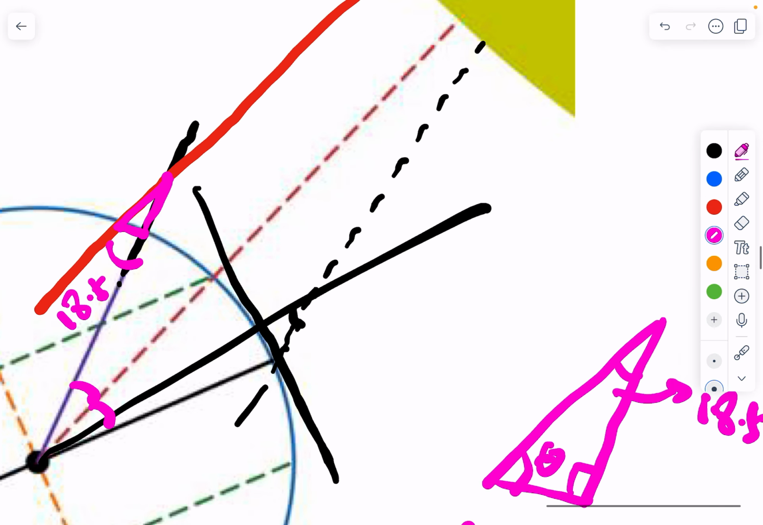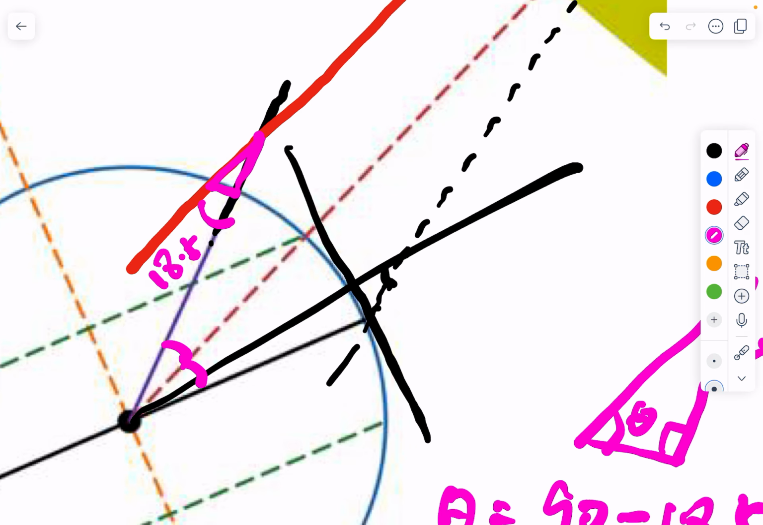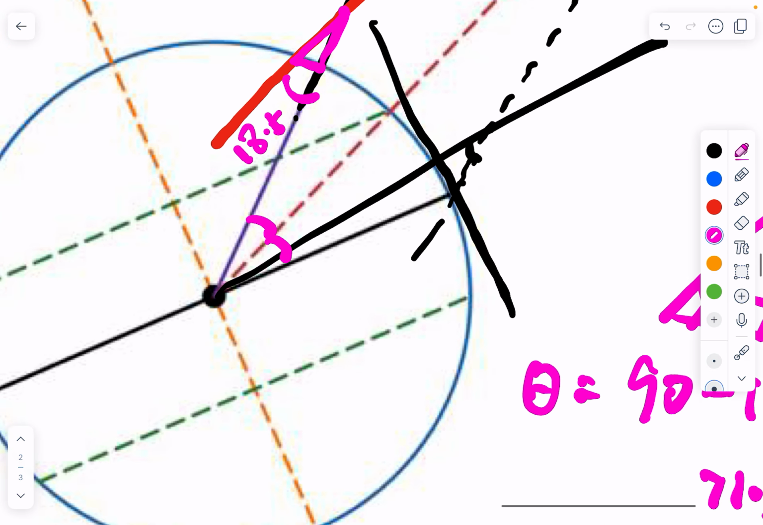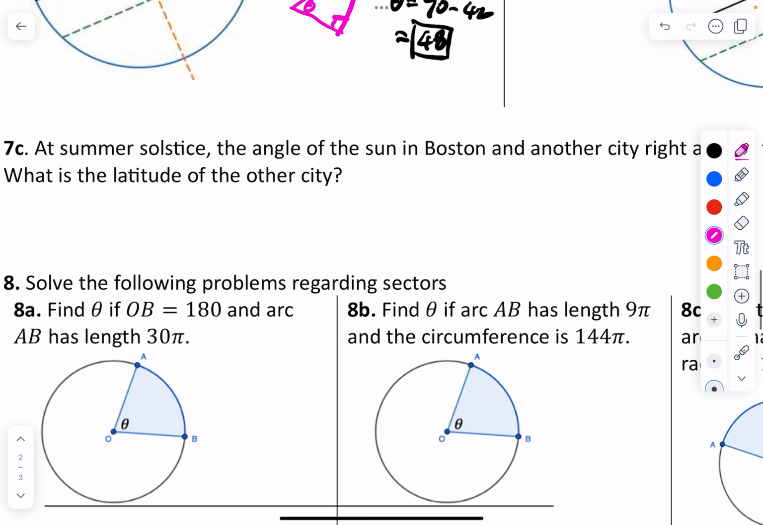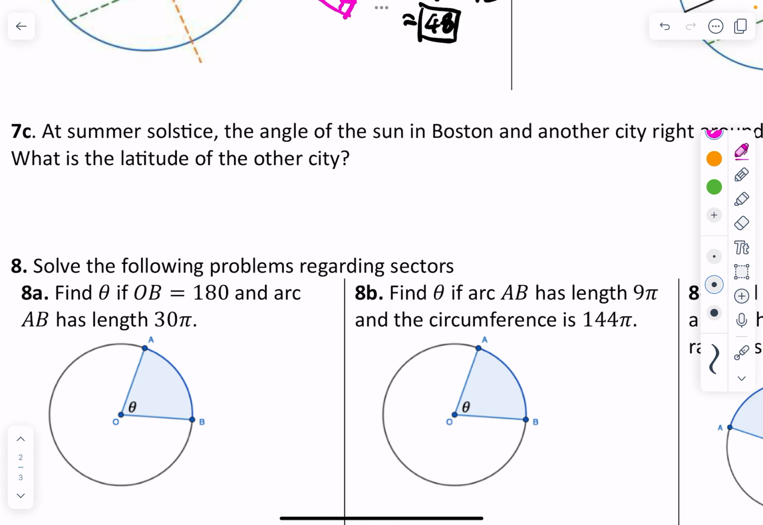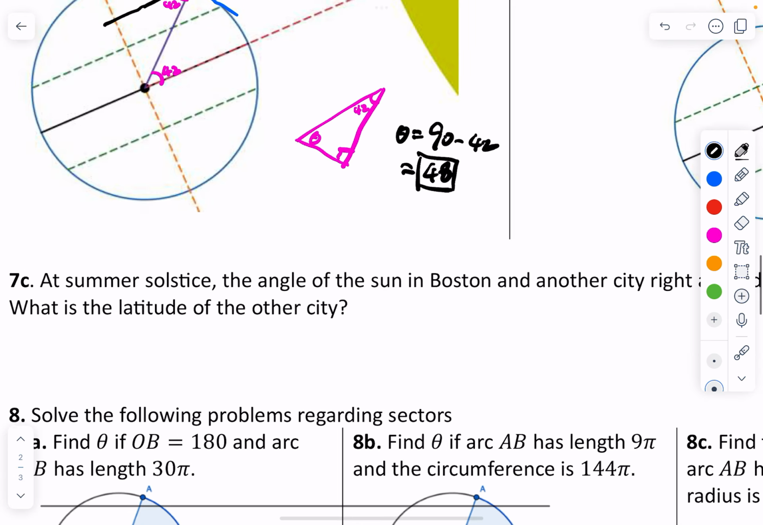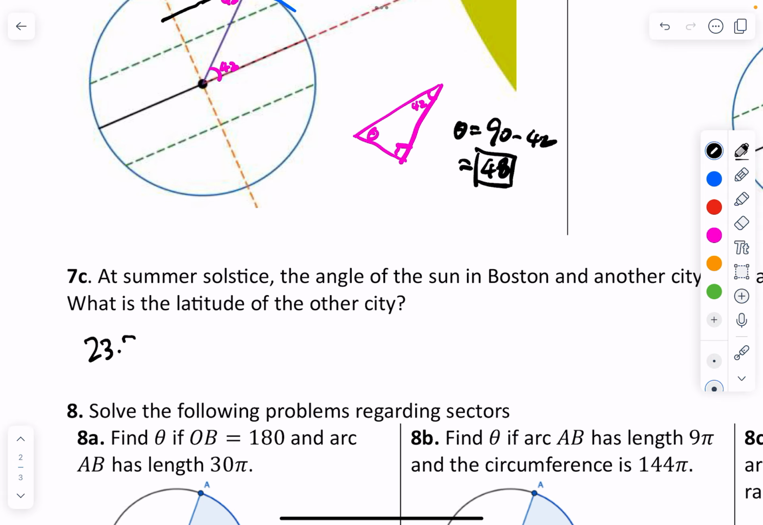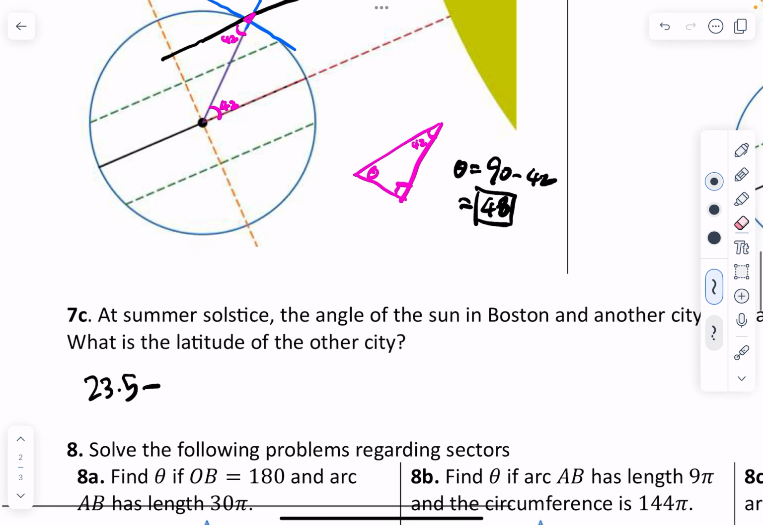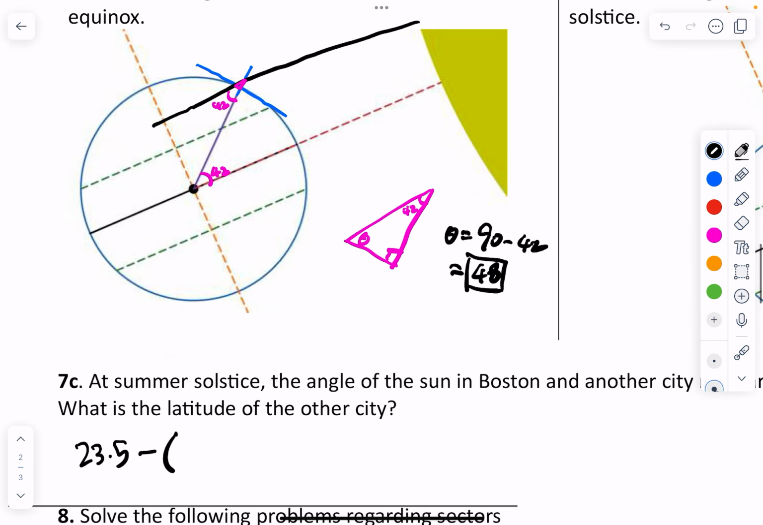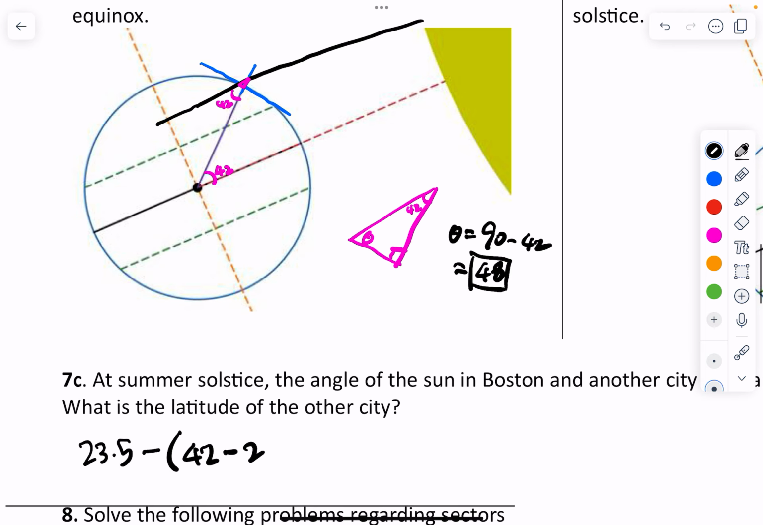In other words, if you go from the Tropic of Cancer and then go down a certain number of degrees, you'll form the same angle as if you go up a certain number of degrees. So our answer here is just Tropic of Cancer, which is, I think, 23.5 degrees, minus the difference between the latitude of Boston and Tropic of Cancer.